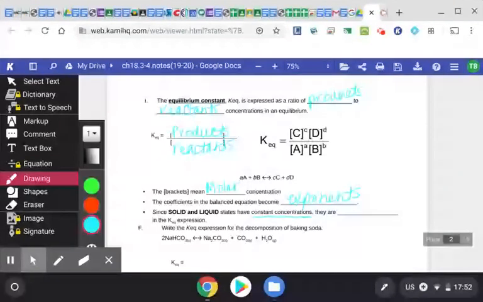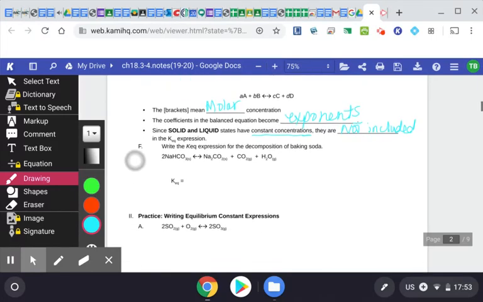So they are not included in writing our KEQ expressions. Only substances with variable concentrations are. Those include aqueous substances and gaseous substances. So only aqueous and gaseous substances are included in your KEQ expressions.